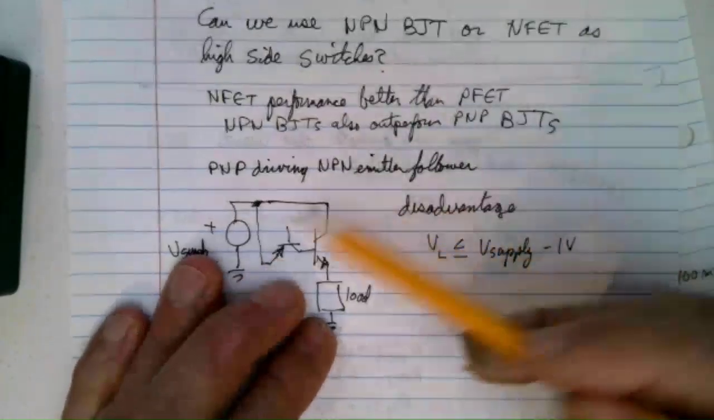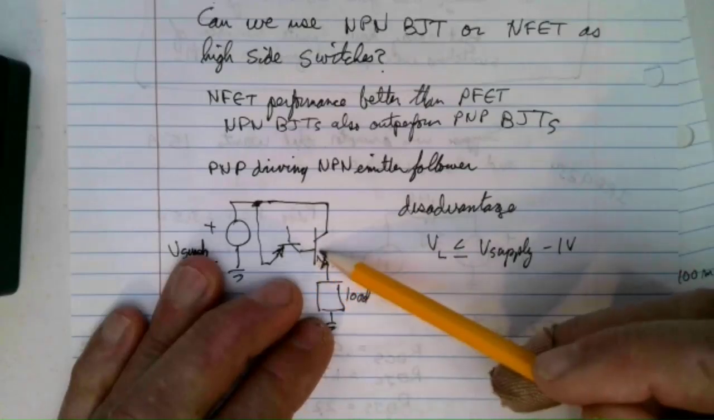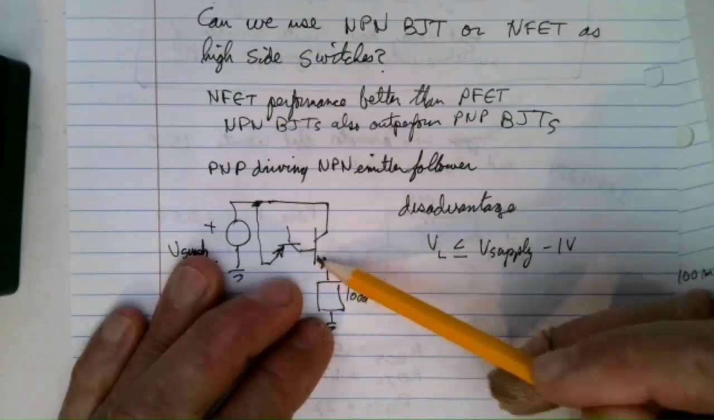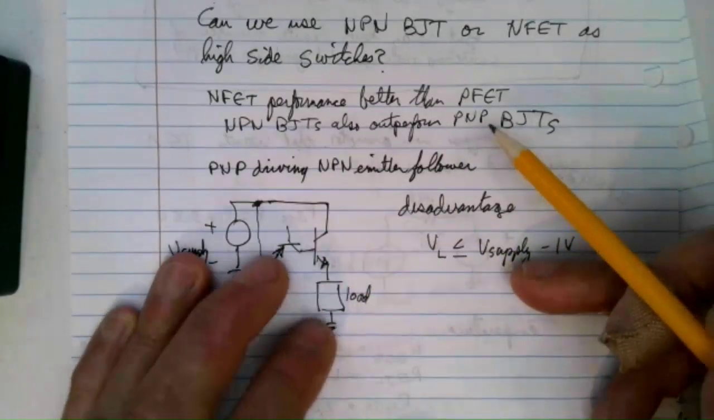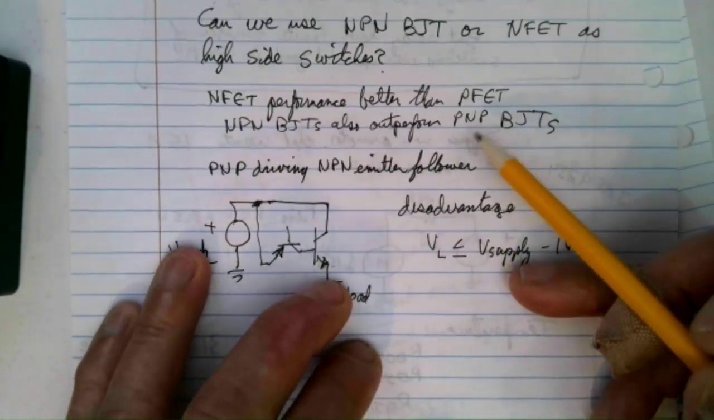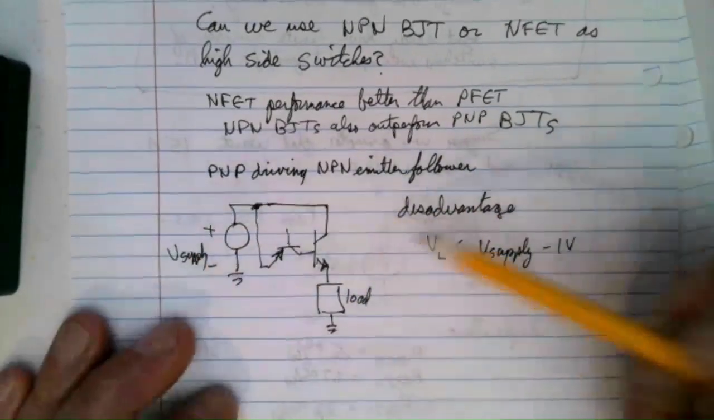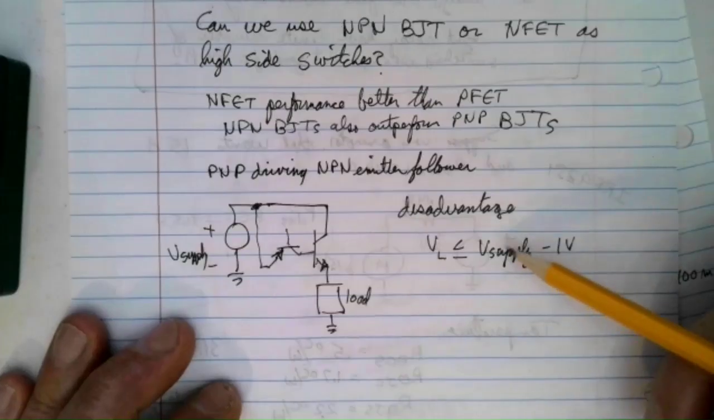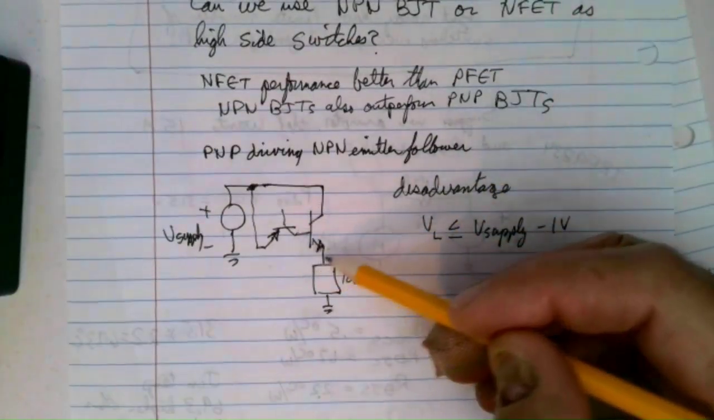Where does that come from? I got a 0.3 volt VCE sat for this and a 0.7 volt VBE for this. So 0.3 plus 0.7 is 1, and this voltage can't get up any higher than 1 volt less than the supply voltage. So there's the disadvantage. Now, what's the advantage? Well, the advantage is this part isn't saturated.